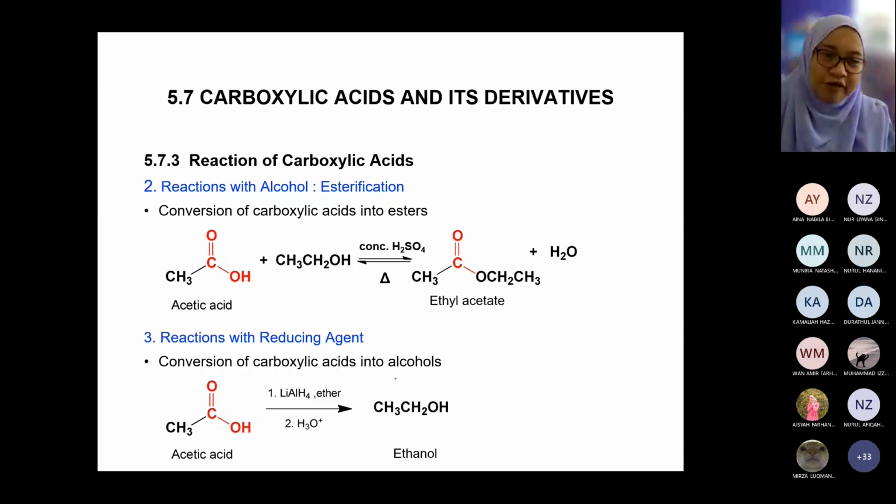Reaction with alcohol. So carboxylic acid just now can also react with alcohol to produce ester. Ni kita dah well known. So these are the conditions: concentrated H2SO4. This is the heat that we have to incorporate for the reaction to take place.